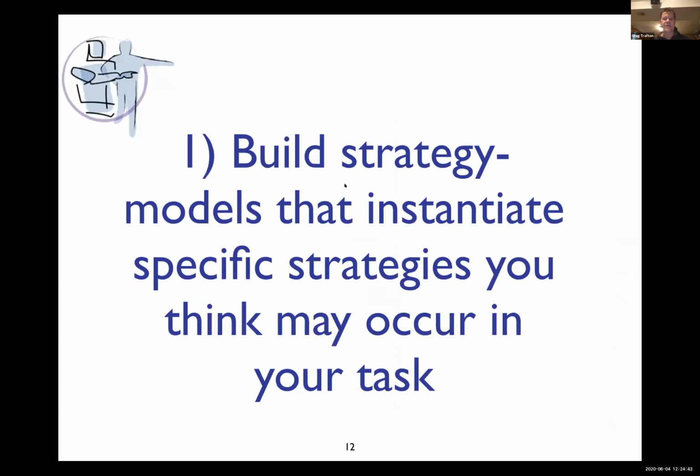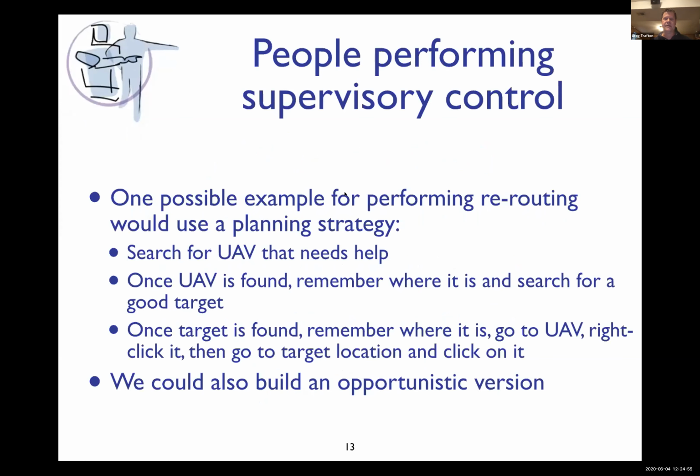So the first step here is to build strategy models that instantiate specific strategies that you think may occur in your task. It's okay if you get some that are wrong. I'll show you how to pull that apart in a second. So I'm going to talk about 4 different strategies, 2 different types of 2 different strategies.